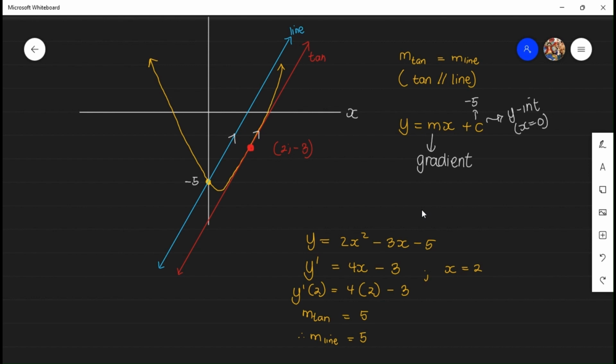So once we were able to find the gradient of the curve, that gave us the gradient of the tangent, because they touched at the same point, therefore they would have the same gradient at that point. So we now found the gradient of the tangent, and because we know that the gradient of the tangent is equal to the gradient of the blue line because they are parallel, we then have the gradient of the blue line. So we have both requirements: we have the value of c and we have the gradient.